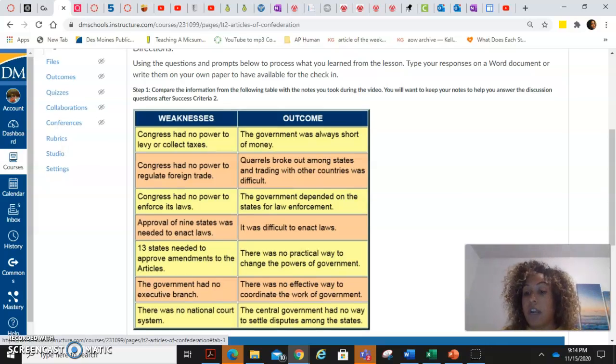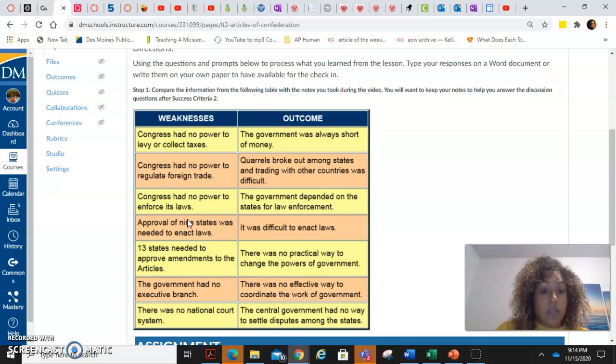This is a very generic chart table, but it has just some generic weaknesses of the Articles of Confederation. Double check, look at your chart and compare it to this one. Did you hit all of the points? Here are some outcomes, and then you're going to scroll down here.